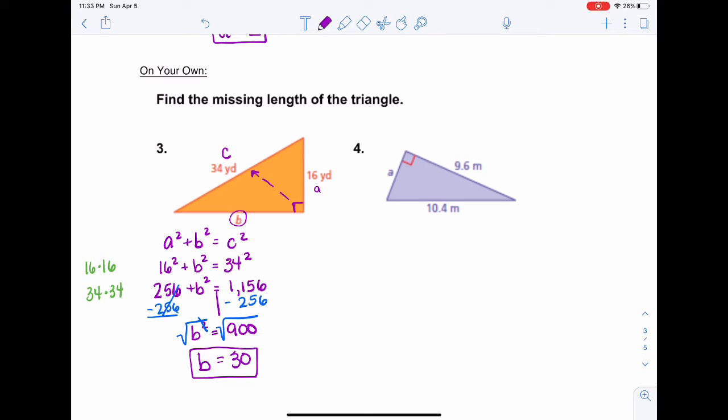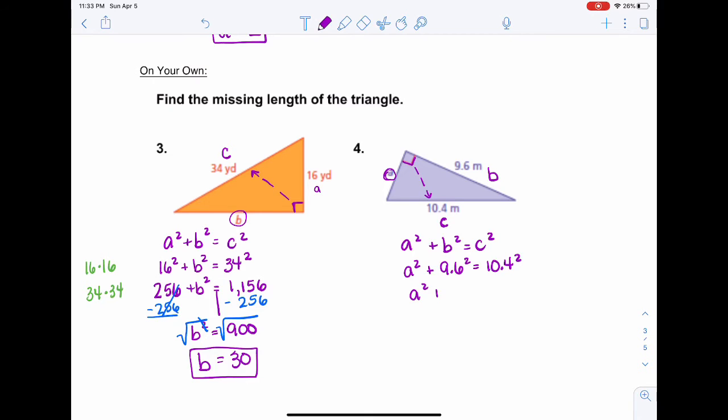Let's try number 4. So again, here is your 90 degrees. Directamente enfrente or on the opposite side is going to be your side C, your hypotenuse. They're showing you that A is missing, so this has to be side B. Again, I'm going to start A squared plus B squared equals C squared. Now in this example, I don't know A, so I'm just going to keep that there. B squared is going to be your 9.6 squared equals 10.4 squared.